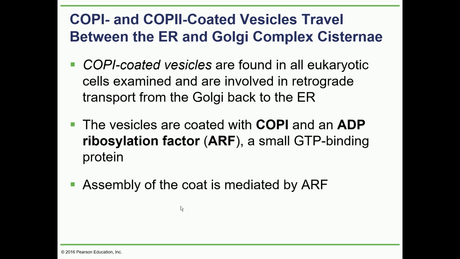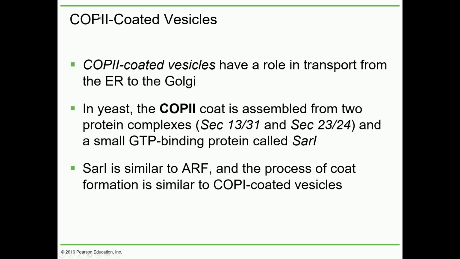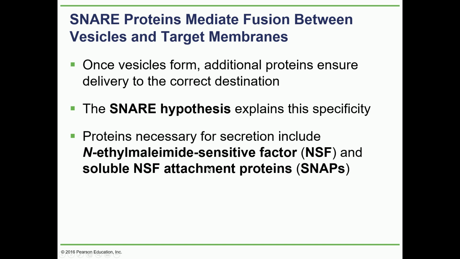I think the most important thing to know for you guys is, for the coat protein 1 coated vesicles, from where do they originate. These vesicles, coat protein 1, originate from Golgi and they go back to ER. So they are involved in retrograde transport. I think that's the most important thing to know. And coat protein 2 coated vesicles originate in ER and go to Golgi, and there are some more proteins involved in the formation of these vesicles, which the list is there.